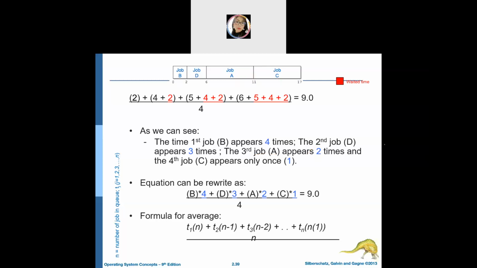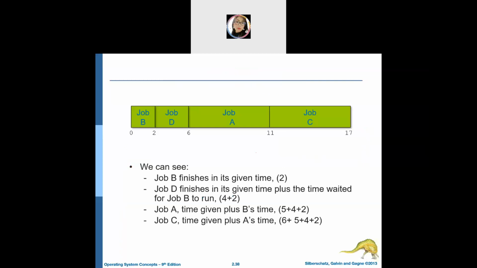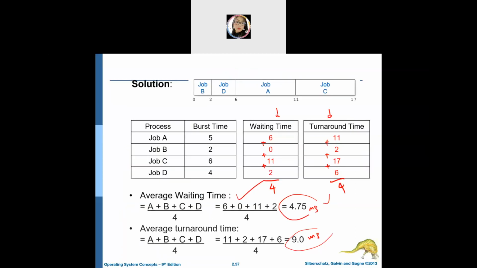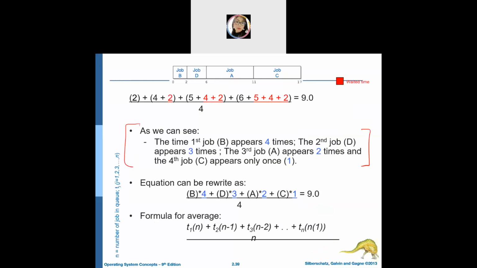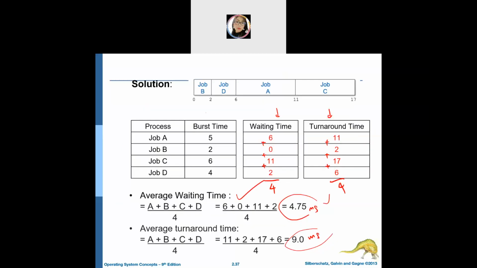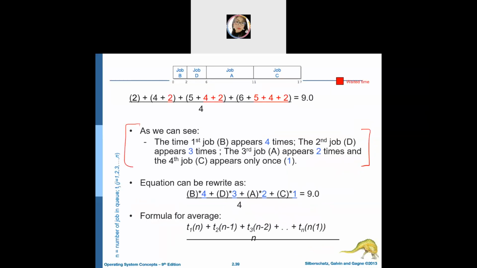So this is just a conclusion, but you have several ways to calculate. This is the normal calculation you will get. But there is another way, which is by using the burst time only. No need for you to find the waiting time. For the first equation, you add all the waiting times and also your turnaround times. But for this solution, you follow the theory: how many times is this job running?